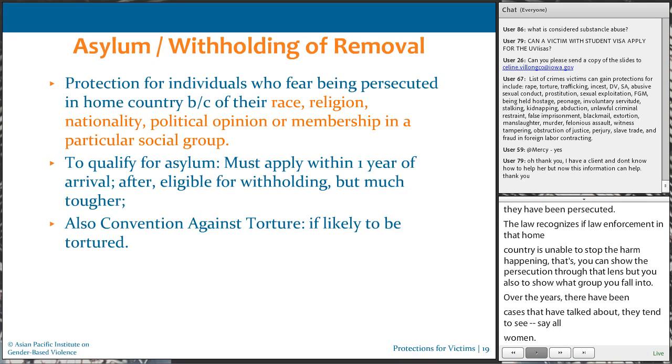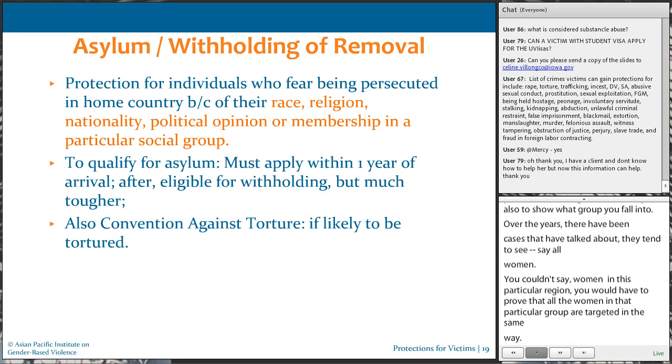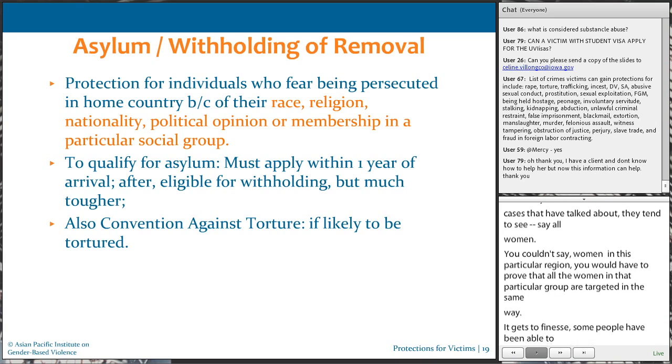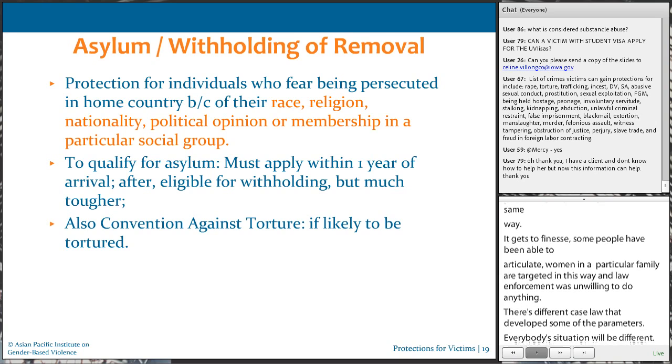So it gets to really being able to finesse. I know some people have been able to articulate, women in a particular family with this name are targeted in this way, and law enforcement was unwilling to do anything about it. And so there is different case law that develops some of the parameters around that. But everybody's situation is going to be different. And so people really do need legal counsel to help them sort out how you frame the group that they fall into and how they have been targeted or persecuted.